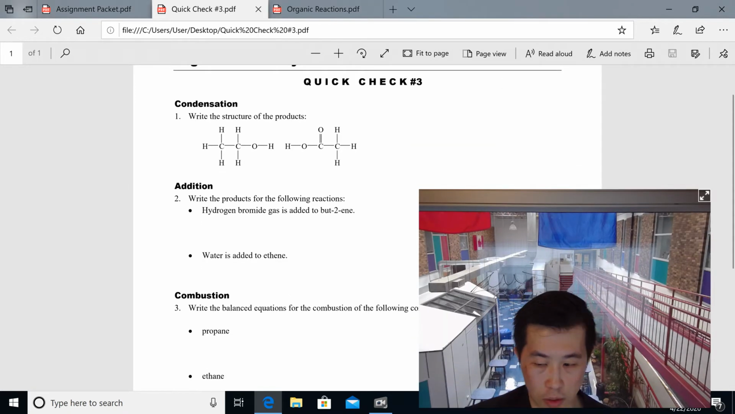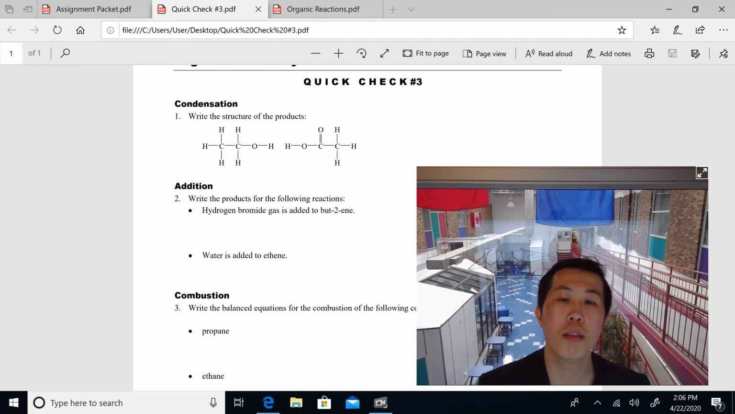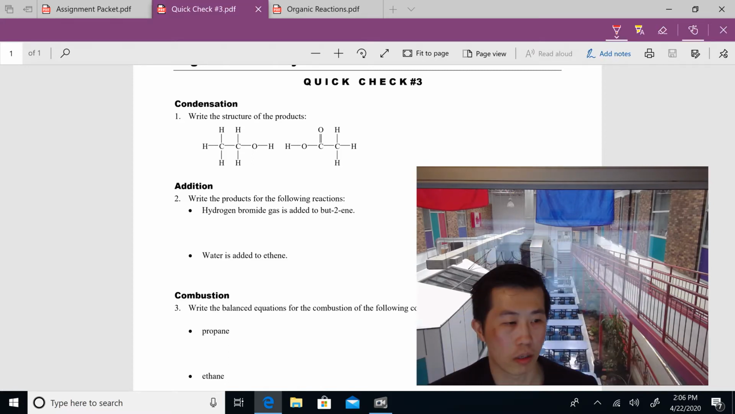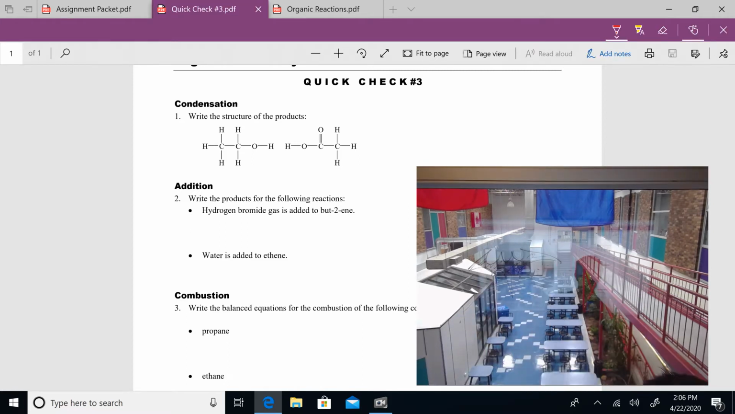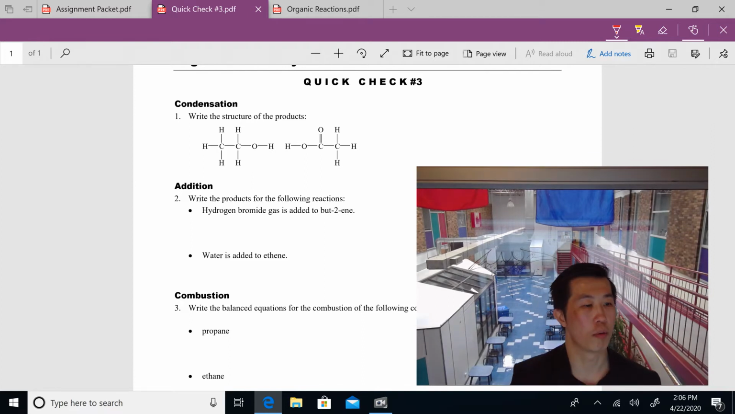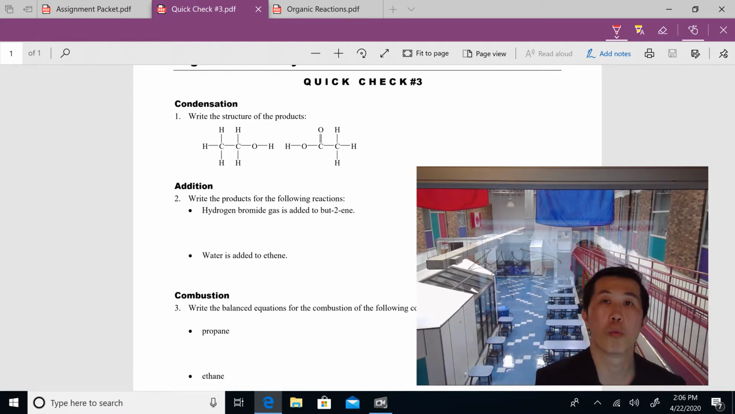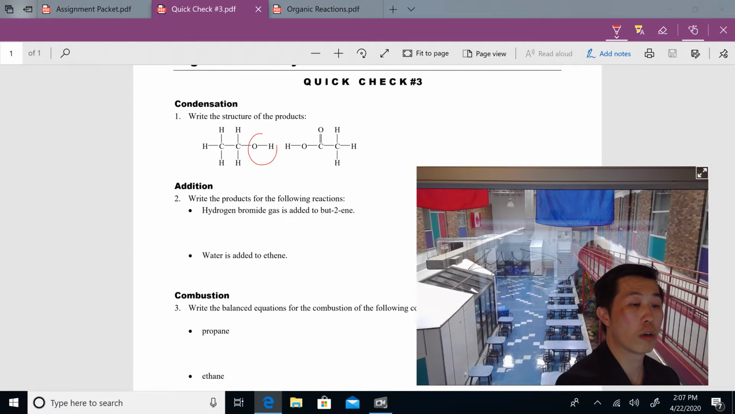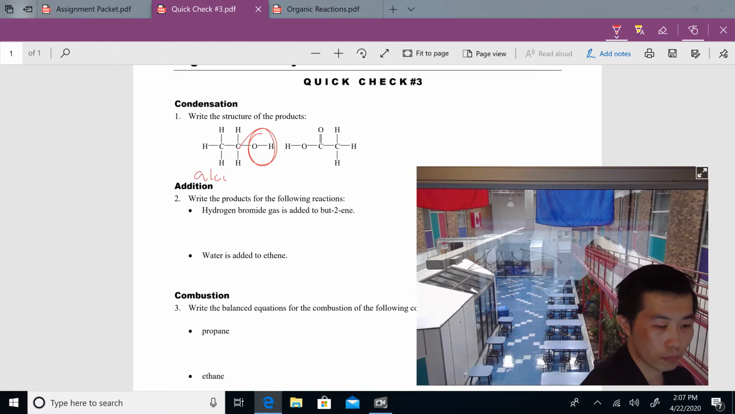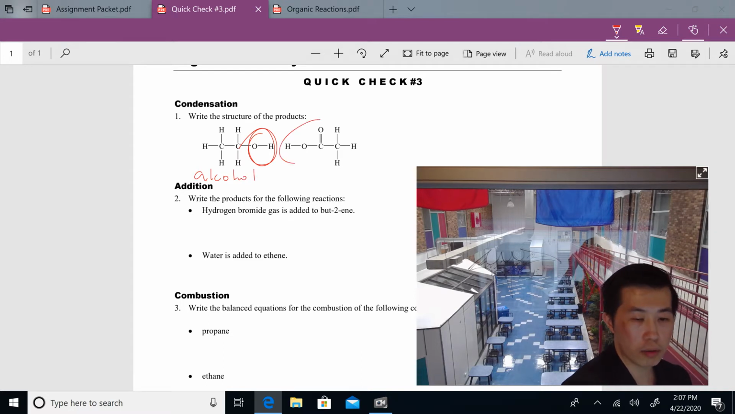All right? So, in this one, let's see here. It says write the structure of the products. So, what we looked at is that we notice that that is an alcohol. Okay? And then this is your acid. Okay?